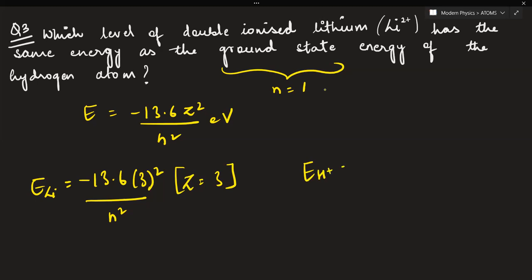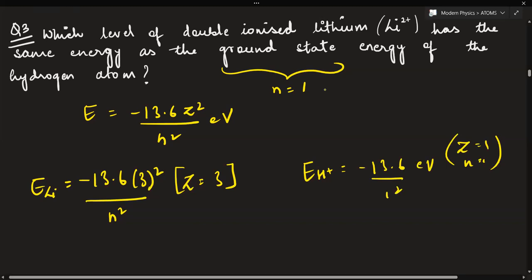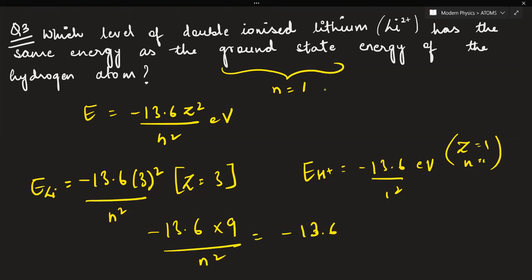And energy for hydrogen, minus 13.6. Z for hydrogen is 1. n is also given as 1. So only this much, by 1 square. And both these energies are the same. It is written in the question, has same energy. So equate them: minus 13.6 into 9 by n square is equal to minus 13.6. The 13.6 cancels. n square is 9. n is equal to 3. So the third level of lithium coincides with the ground level energy of hydrogen.